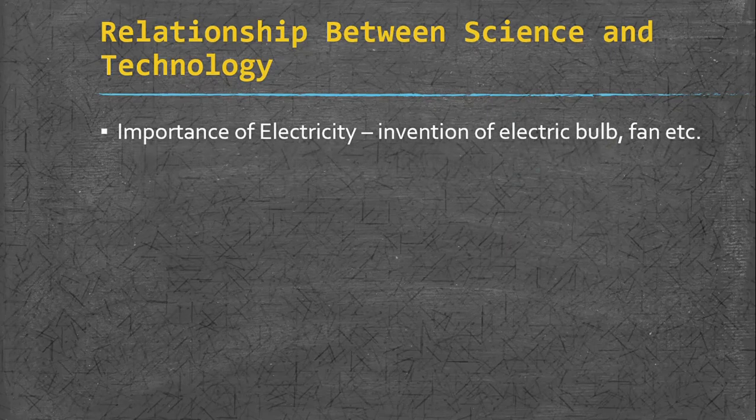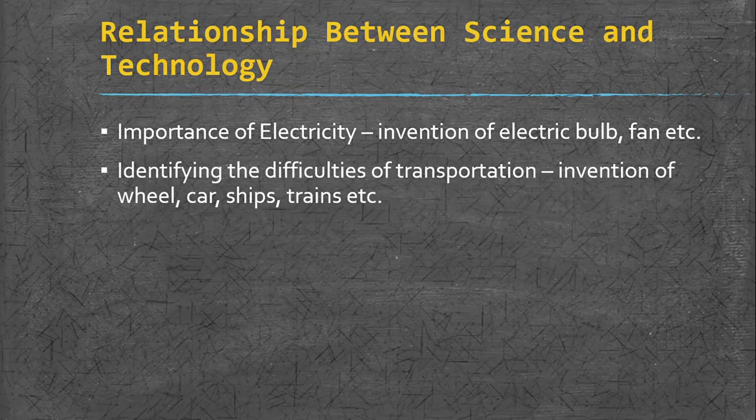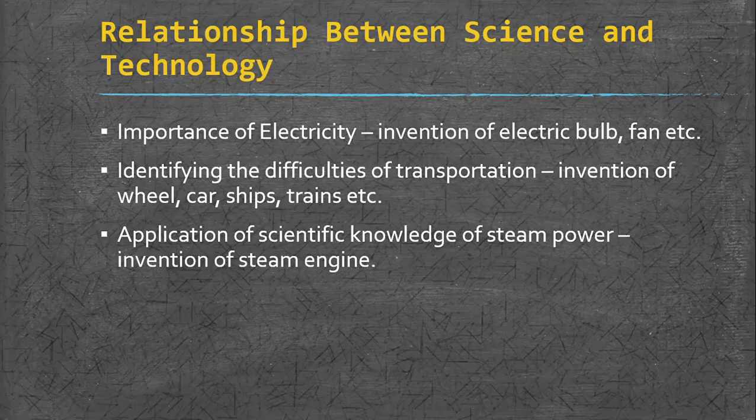We can take an example of electricity. When scientists felt the importance of electricity, they invented the electric bulb, fan, and other instruments. After identifying the difficulties of transport, scientists invented the car, ship, steam engine, train, etc. When scientists understood the knowledge of steam power, they used it in different sectors. They invented the steam engine, and with the steam engine, the rail and the ships can run.